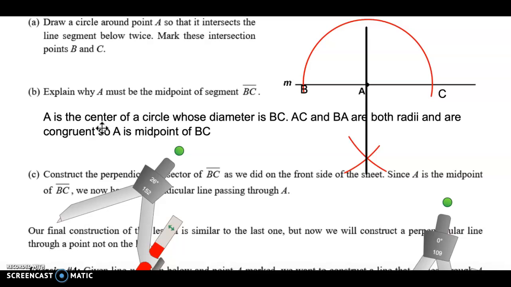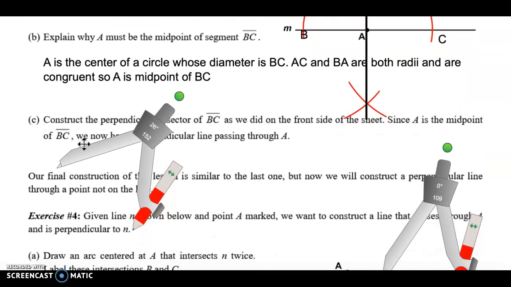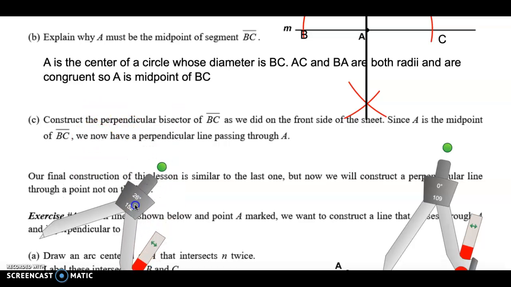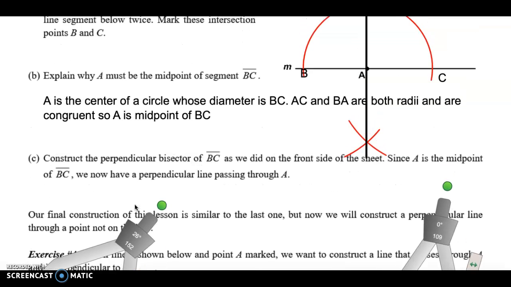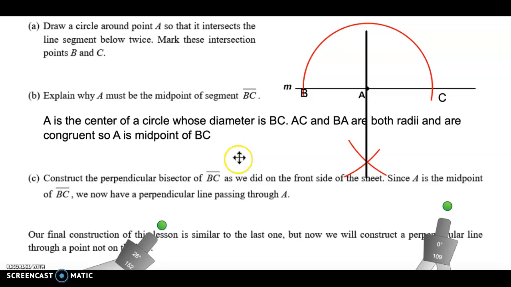Now, I didn't draw a whole circle. I just drew part of a circle. And they have to be congruent, so A has to be the midpoint of BC. I then constructed the perpendicular bisector of BC as we did on the front side. You don't have to think of it as a perpendicular bisector if you don't want to, but technically it is.